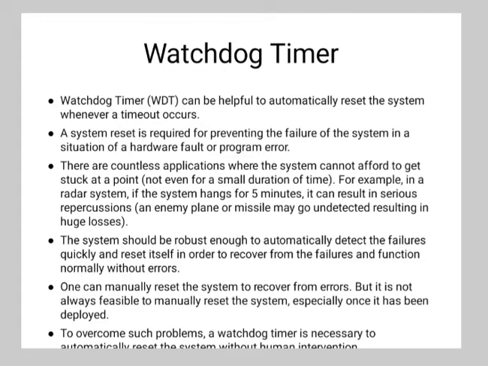So there are countless applications where the system cannot afford to get stuck at a point. For example, in a radar system, if the system hangs for 5 minutes, it can result in serious repercussions. An enemy plane or missile may go undetected, resulting in a huge loss. So the system should be robust enough to automatically detect the failure quickly and reset itself in order to recover from the failure and function normally without error.